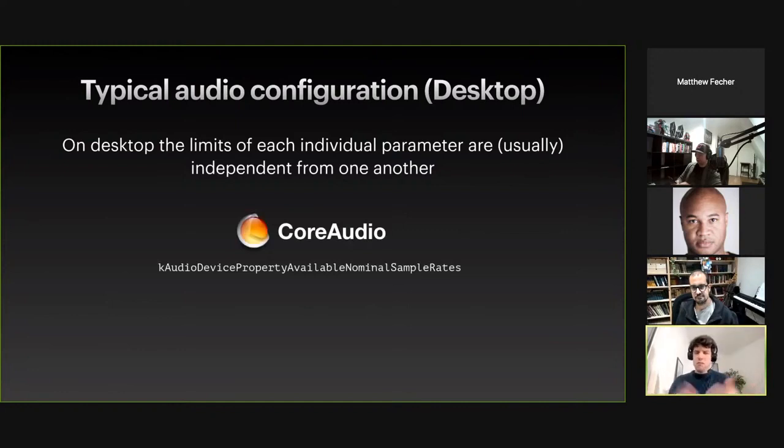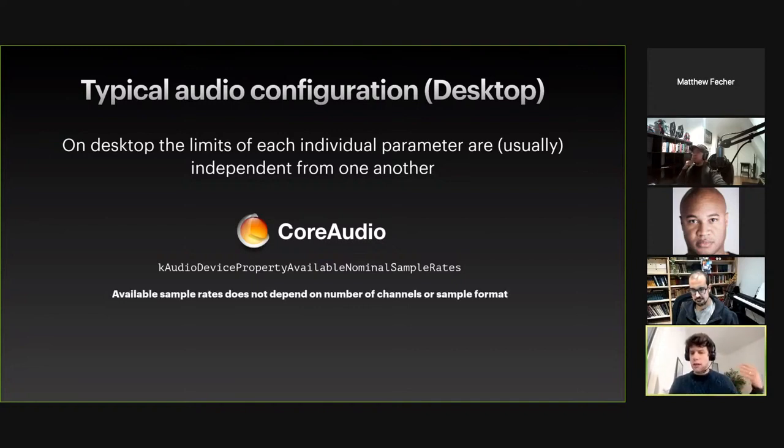Just case in point, Core Audio has this call. It gives you a list of the nominal sample rates. So an audio device would say 44.1, 48, 96, whatever, right? And the result of this call would not depend on if you've already said, oh, I want eight channels, or I want 16-bit. The result of this call will always be the same.